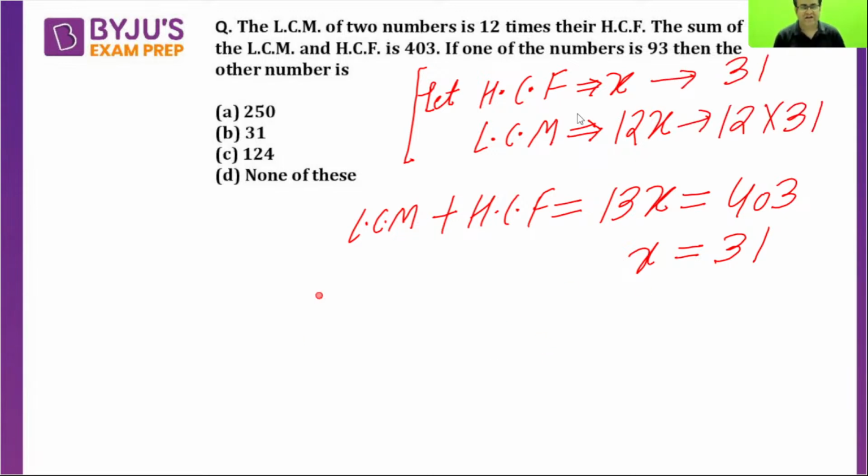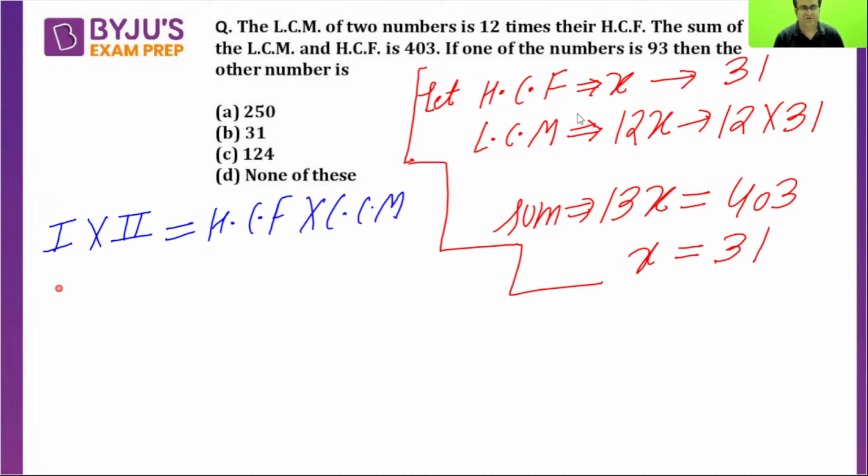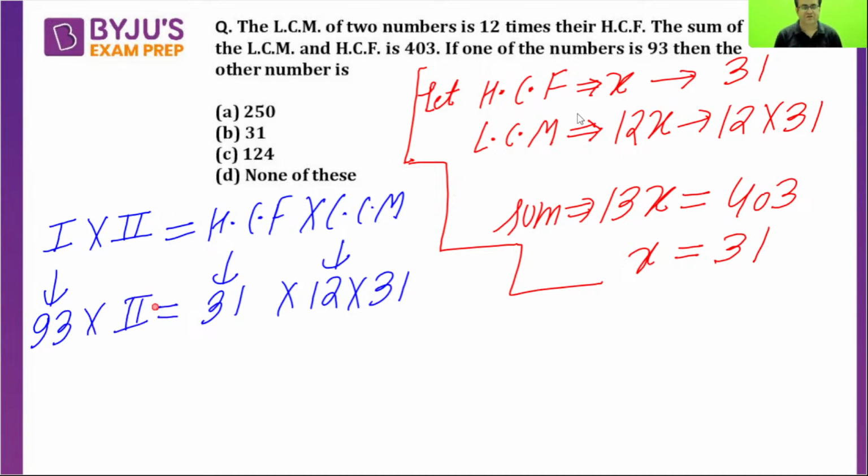So what should I do then? If they are talking about two numbers, HCF, LCM, one thing comes to my mind, and I can use this result. Now come to first number into second number is equal to HCF into LCM. HCF is 31. LCM is 12 into 31. One number is 93. Find the other number. 31, 3s are 3, 4s are 4, 1s are 4, 3s are 124. C option is right.